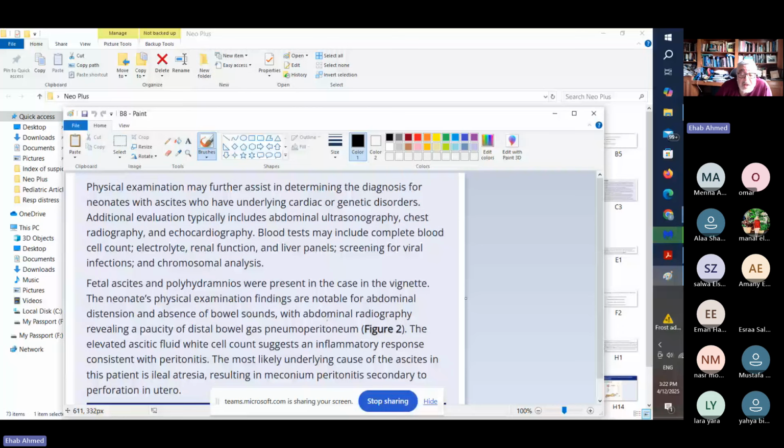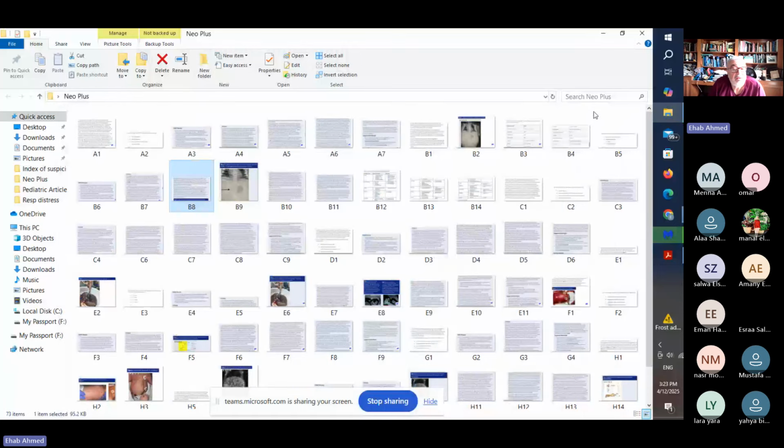The most likely underlying cause of the ascites in this baby is ileal atresia. And with ileal atresia, there is obstruction, which causes meconium peritonitis secondary to perforation. And one of the signs of meconium peritonitis with perforation that we didn't see in this baby is, anybody knows? Calcification. Yes, abdominal calcifications after the baby is born. Yes, this is an important radiologic finding.